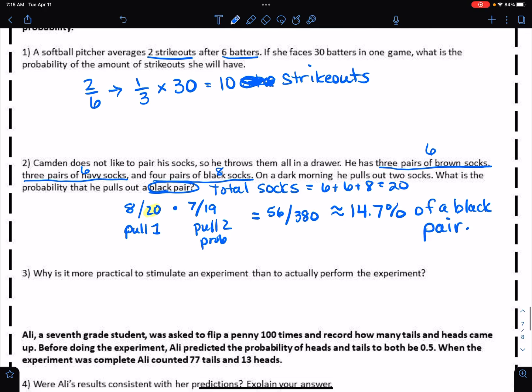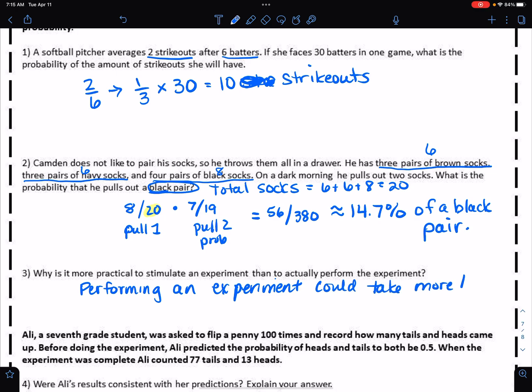Why is it more practical to simulate an experiment than it is to perform the experiment? Performing an experiment could take more time, could cost more. There's a lot of reasons, but just pretending, like we did on number 1 and number 2, is often easier because it's faster and because there's not any randomness about it. This is what the probability should be, not always how it works out.